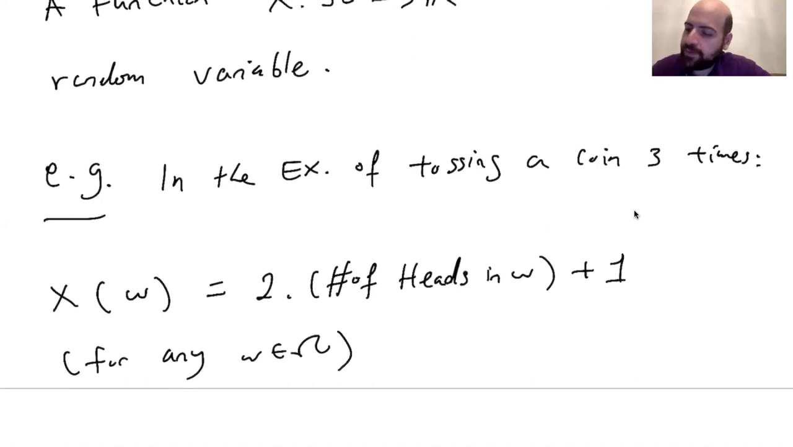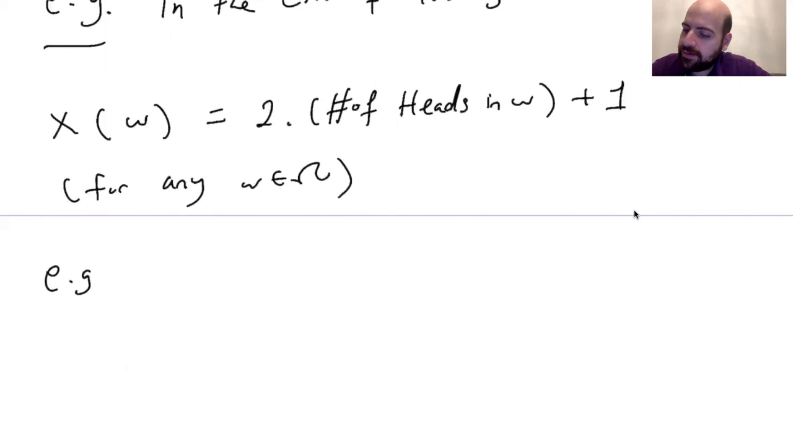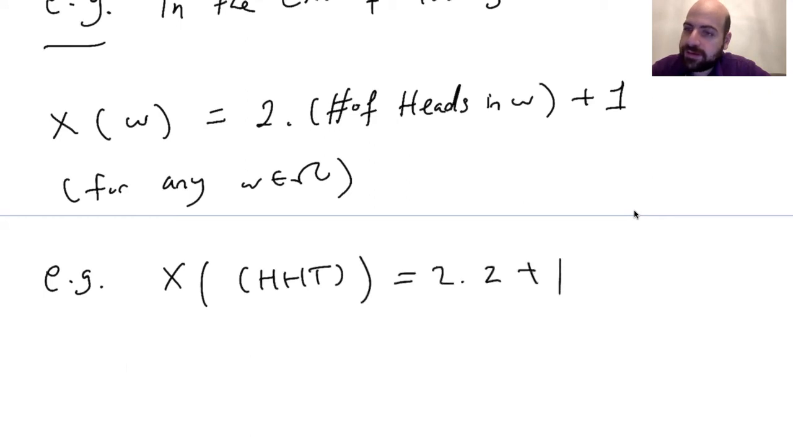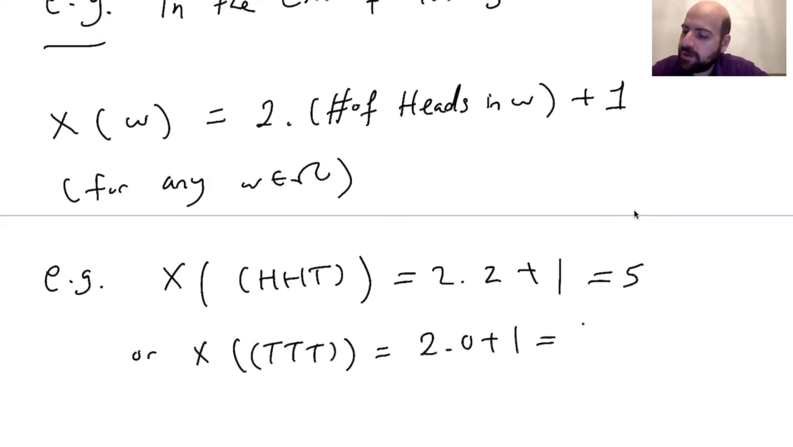Okay, so for example, X of head, tail is 2 times 2 plus 1, because the number of heads is 2 here, which is 5. Or X of, let's say, tail, the number of heads is 0, so 2 times 0 plus 1, which is 1, and so on.